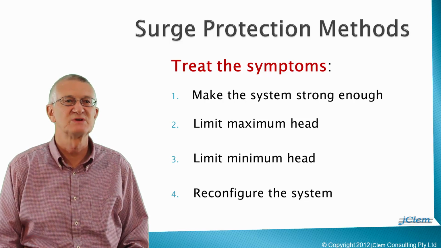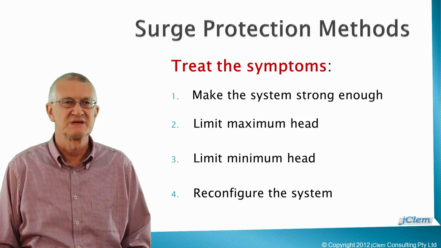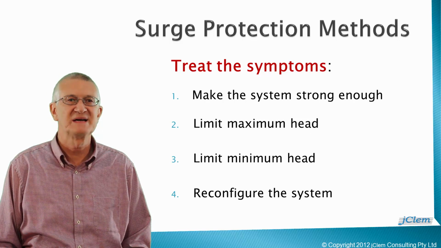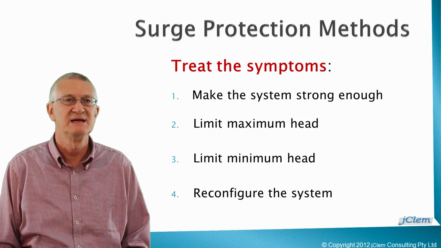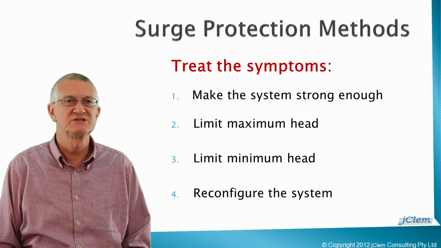The second approach is to install devices which limit the maximum head experienced during a surge event. On some systems, the need can be to install devices which limit the minimum head experienced during a surge event. A common example being drinking water systems where negative heads can introduce the risk of sucking contaminated groundwater into the pipework through leaky joints. The final option is to reshape the system configuration in a way that reshapes the size of the surge problem or changes the location of the problem.